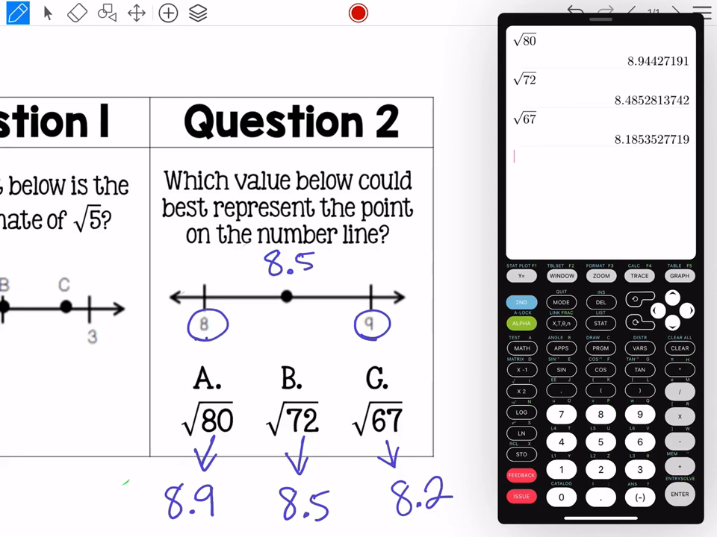Okay, so let's go back and see which one of our answers matches where our point is located on the number line. We wanted a point that was close to or about 8.5. And if we notice, the option that gives us that is option B, the square root of 72. So the point that's best represented on this number line is the square root of 72.